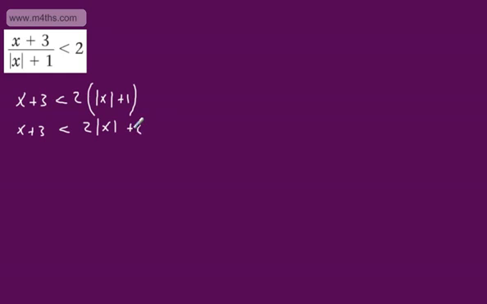I'm going to subtract this plus 2 from both sides, and we're going to have x plus 1 is strictly less than 2 lots of the modulus of x. We've got now two graphs to draw. One of them is going to be y is equal to x plus 1, and the other one is going to be y is equal to 2 lots of the modulus of x.